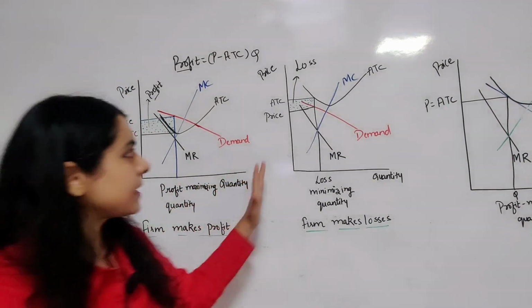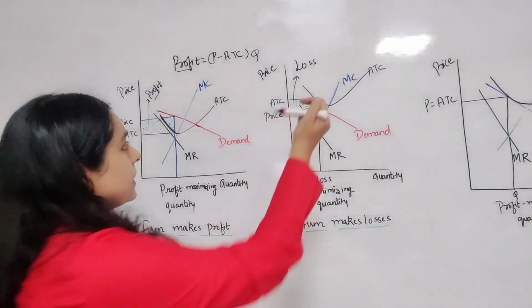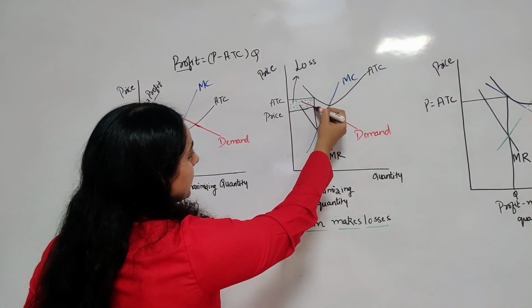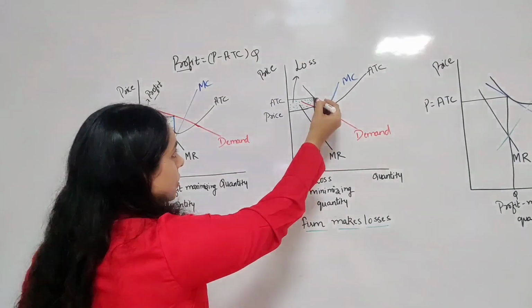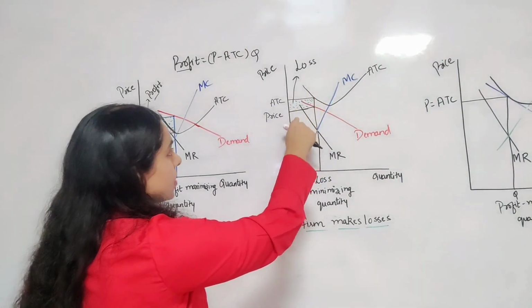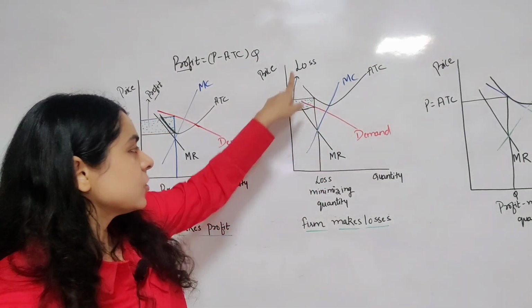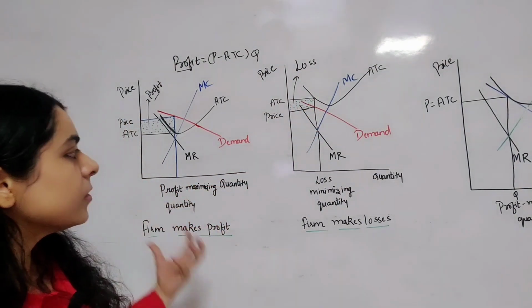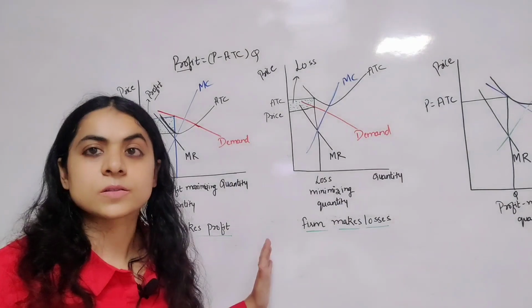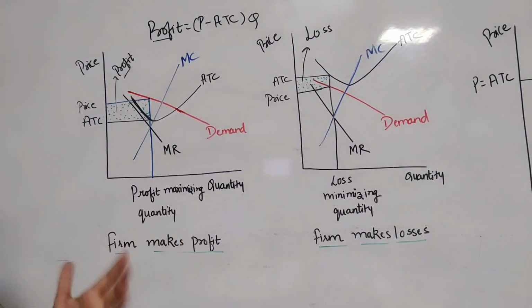But in this particular case, as we can see here, the price charged by the firm is less than the average total cost, so the firm is not able to make positive profits, and this loss is represented by this shaded area. So it will be better for the firm to minimize its losses. These two situations do not last long.